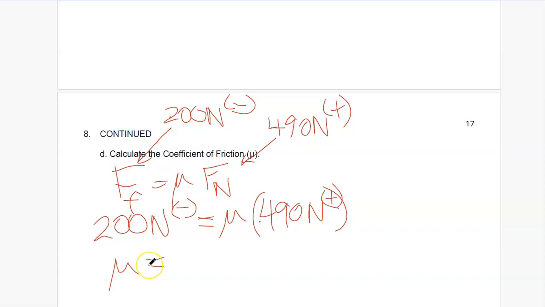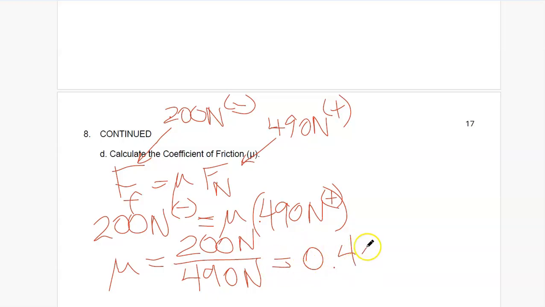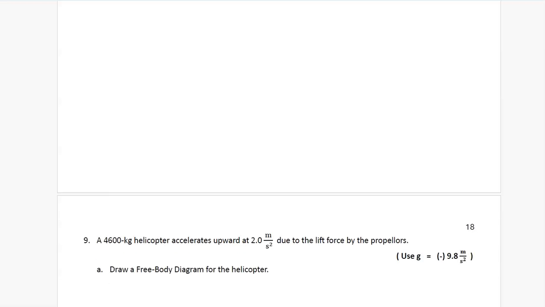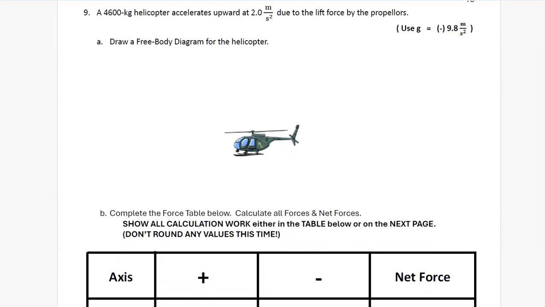So mu, we divide both sides by 490, mu is equal to 200 newtons from frictional force divided by 490 newtons of our normal force. And that works out to a ratio of 0.408. And there are no units because we are taking a ratio of two different forces. The newtons cancel out, and the coefficient of friction is a unitless value. So that completes that particular problem. And let's start on the last of the free body diagram problems in this set.